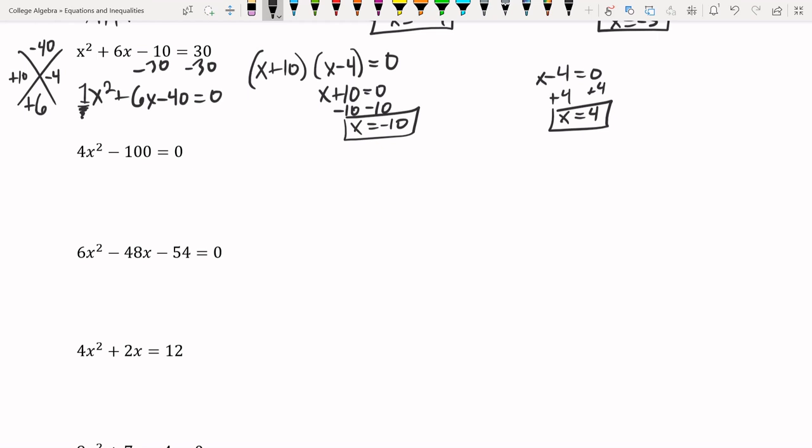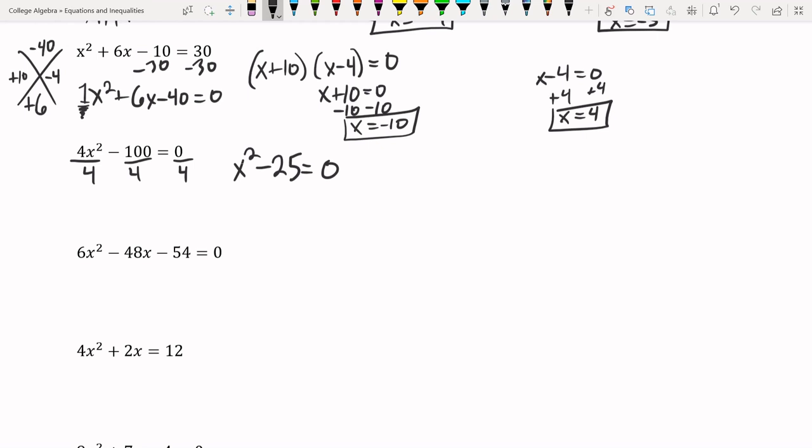The first thing I want to do, however, is because this is equal to 0, I'm going to divide everything by 4. As long as you divide every single term in an equation by 4, then you can do that. The reason why is because everything has the greatest common factor of 4. We get x squared minus 25 equals 0.